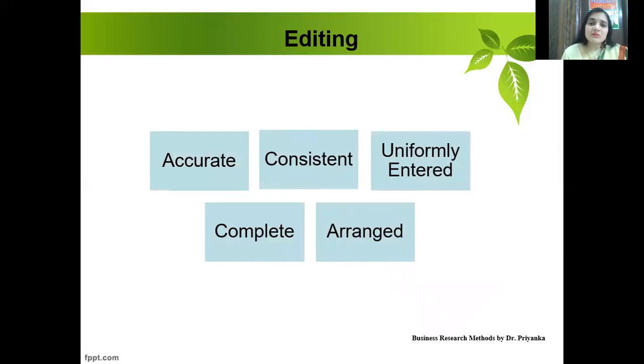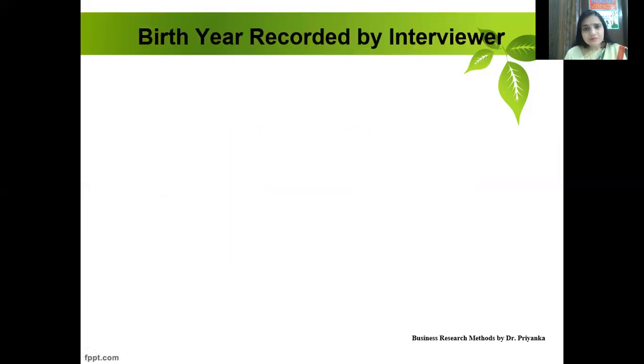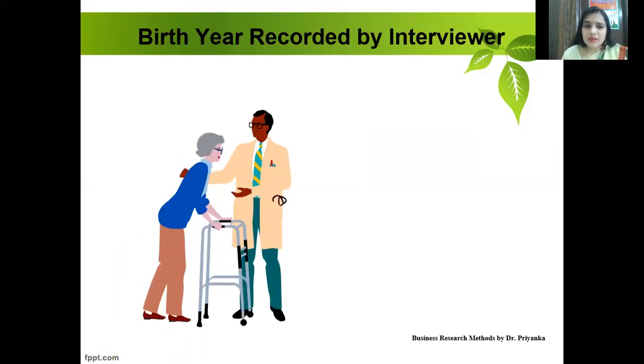Or you can even say, you are editing the data so as to make it accurate, make it consistent with the whole thing, and uniformly entering the data is also related to editing. And sometimes to make questionnaires complete, some people leave one or two questions just like that, they don't give the answers. Then you have to actually edit them. Then sometimes to arrange the data in a way so as to make it usable for data analysis.